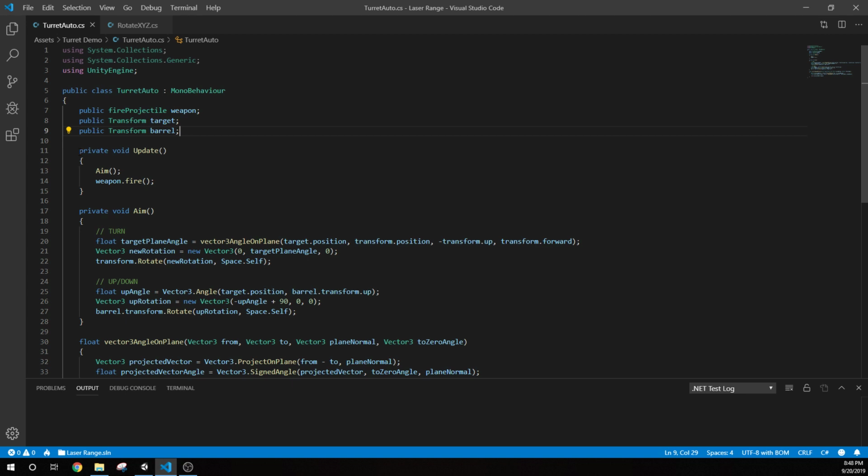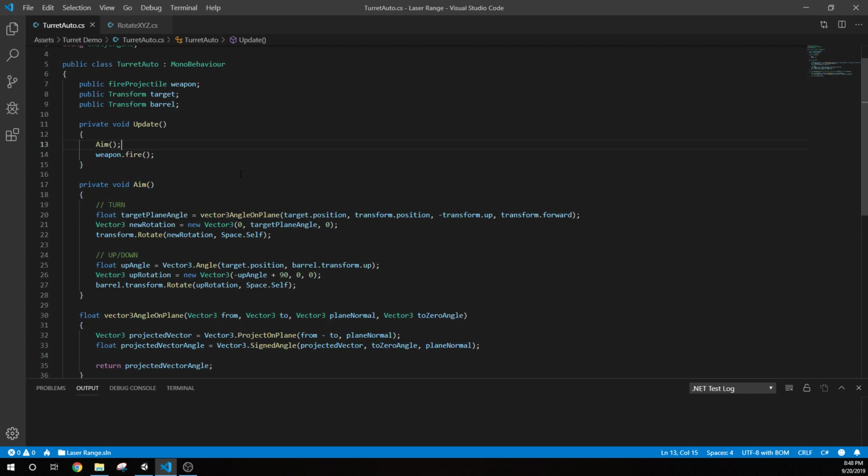So in my update method, I'm just saying aim. It's a function I made. And then I have weapon.fire. So I'm firing that weapon, that emit laser. We're going to fire it off. And all that's doing is creating the prefab that gets shot. And then that ray gets a raycast laser that moves forward at a speed of, I think, like 200 units. So in the aim function, there's two parts to that. I am turning, and I'm also rotating that barrel up and down.